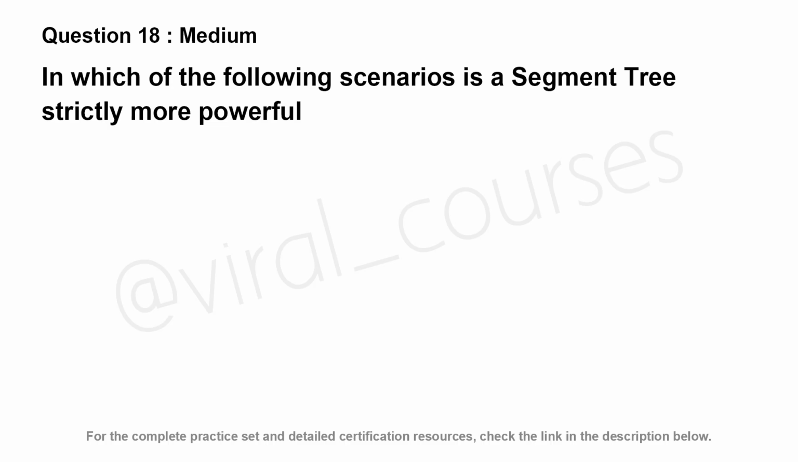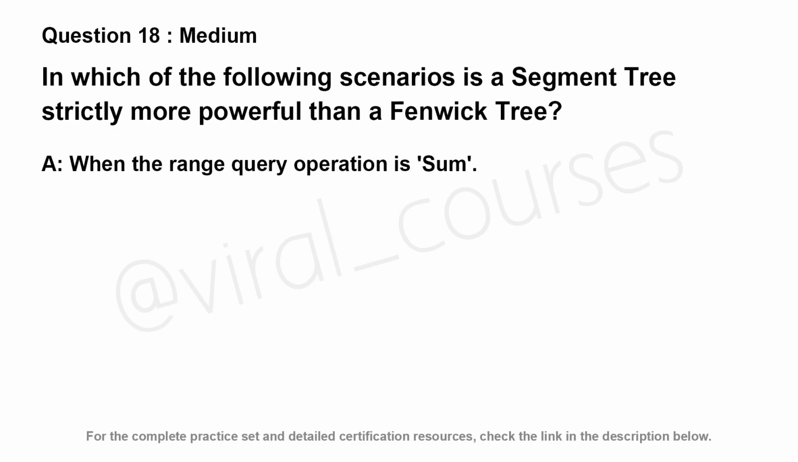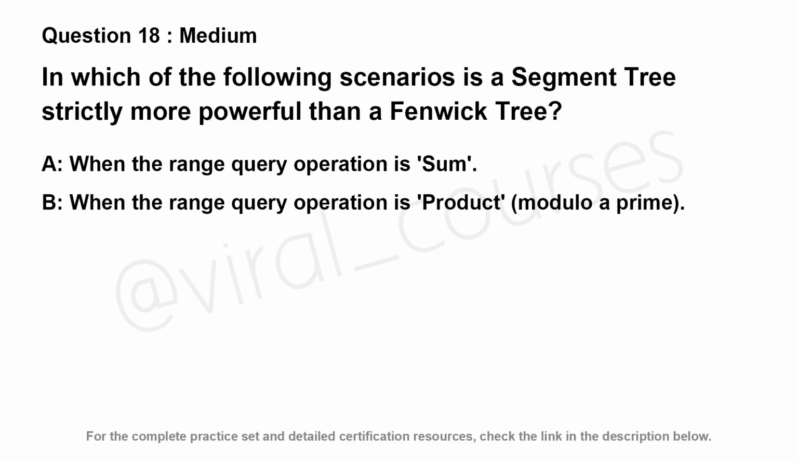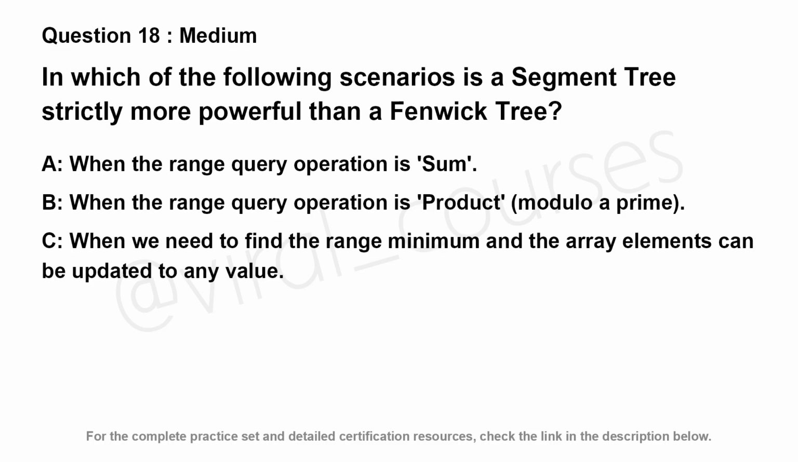In which of the following scenarios is a segment tree strictly more powerful than a Fenwick tree? Option A, when the range query operation is sum. Option B, when the range query operation is product modulo a prime. Option C, when we need to find the range minimum and the array elements can be updated to any value. Option D, when we only need prefix sums.